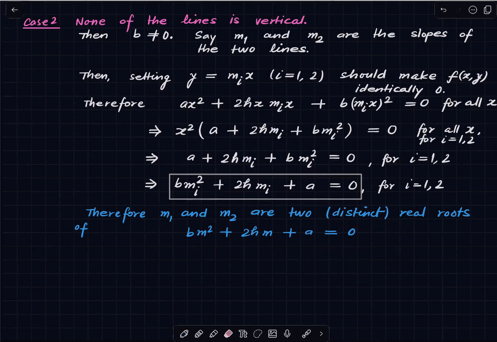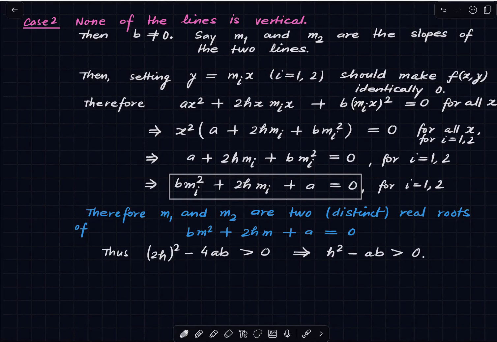So therefore the discriminant, which is this expression, is positive, but that implies this is positive. And that settles the proposition, at least in this direction.